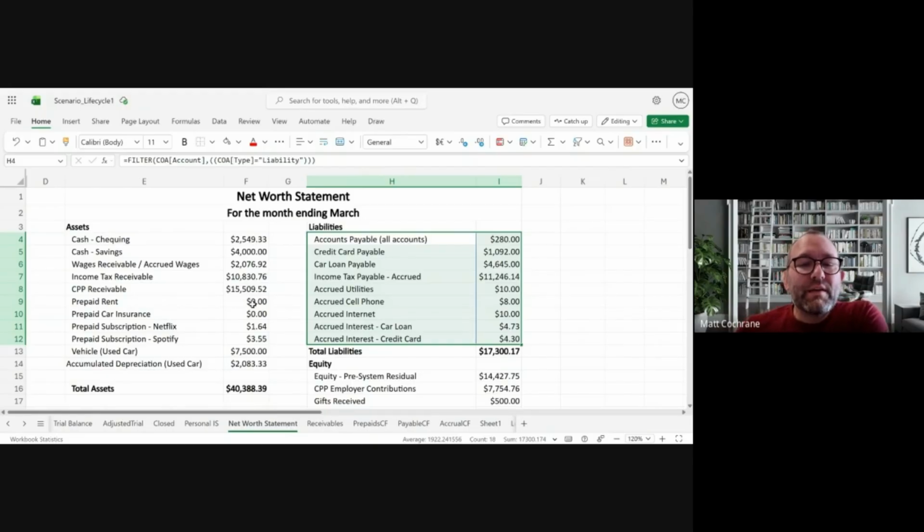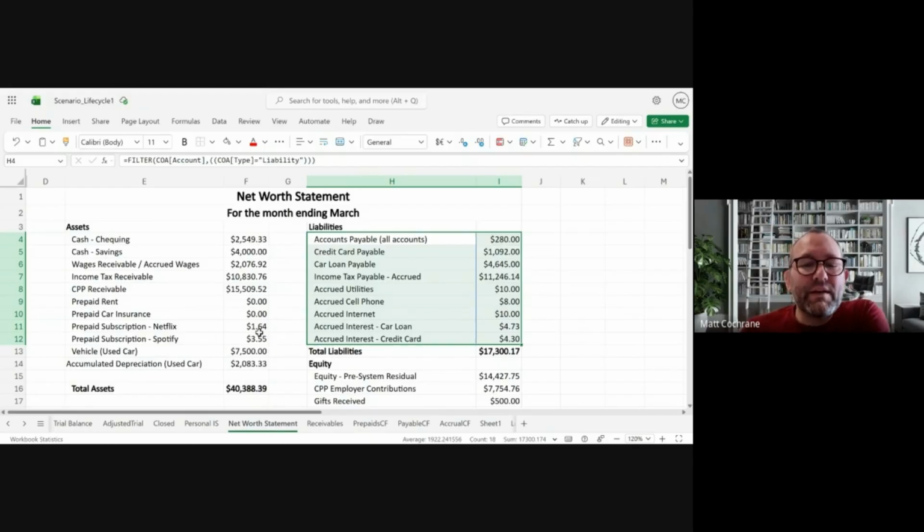Prepaid rent, we have a zero balance here because we make the prepayment, we pay for our rent at the first of the month, and then we use it throughout the entire month and it gets used up. So we realize it and we clear that account out at the end of the month, so there's a zero balance. Same thing with car insurance. This would be different for car insurance for you if your car insurance wasn't prepaid at the beginning of the month. You would have some sort of a prepayment in that account.